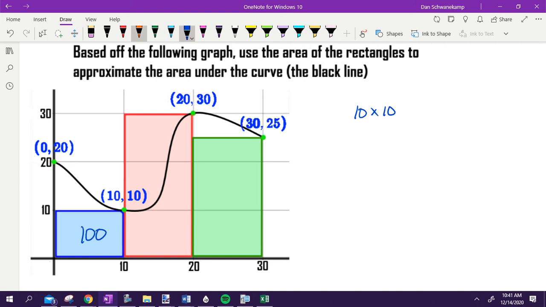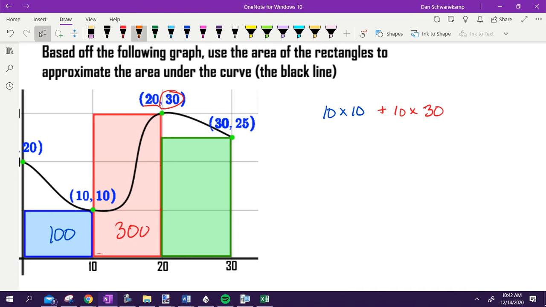So let's do the next one. Okay, if I'm looking at this next one, Emma, what's the width of the next one going to be? 10. Because it says 20, but I started at 10 to 20. So it's 10 across. What's the height going to be? It's going to be 30 because it's the y value, right? And so we're going all the way up to 30 because it's 10 across, then we're 1, 2, 3 up. We're 10 times 30. Okay, we're going to add these things together, so that guy's 300.